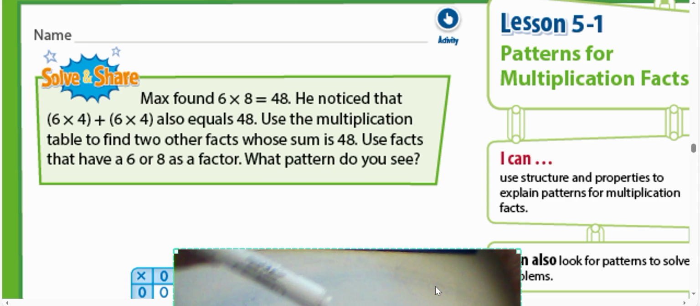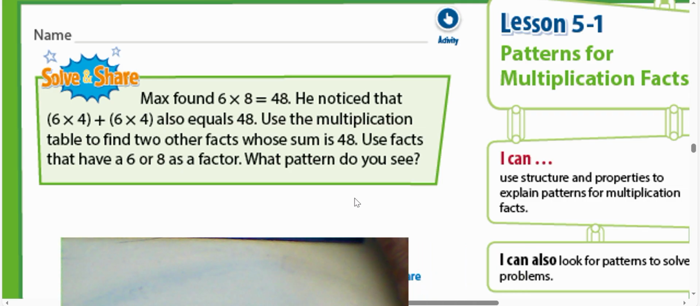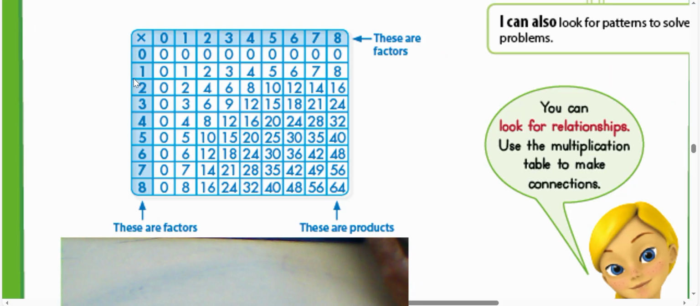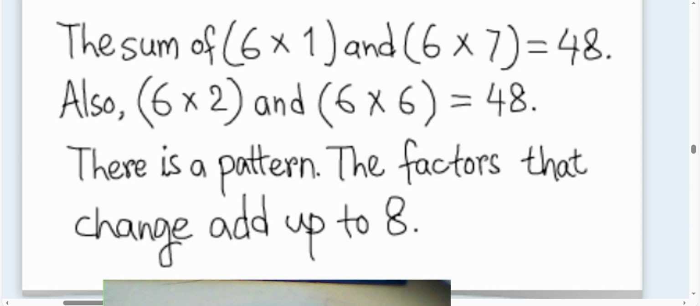In this lesson you can use structure and the properties to explain patterns for multiplication factors, and you can also look for patterns to solve the problem. Factors here, both tables. We have table 1, table 3, table 4, table 5 to find the answer. Right? The sum of 6 times 1 and 6 times 7 equals 48. Also 6 times 2 and 6 times 6 equals 48. There is a pattern in the factors that change.